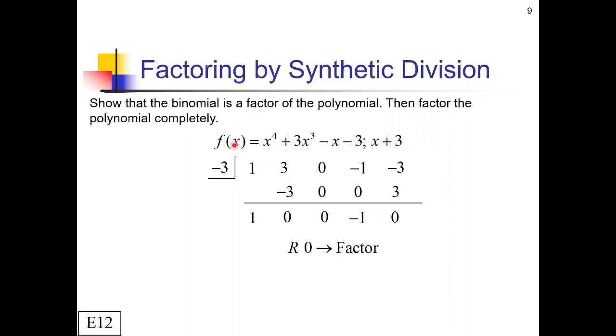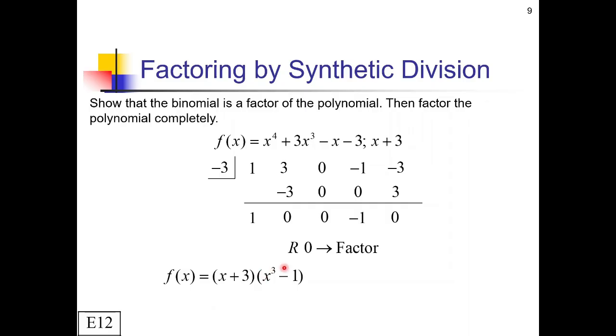So that means we can factor this into x plus 3 times our quotient here. Now the quotient, since we started with x to the 4th, this 1 represents 1x to the 3rd power. We have a 0 for the x squared, which we're not going to write. We have a 0x that we don't need to write. And then we have a minus 1 completing this quotient. Can we factor x cubed minus 1 further?